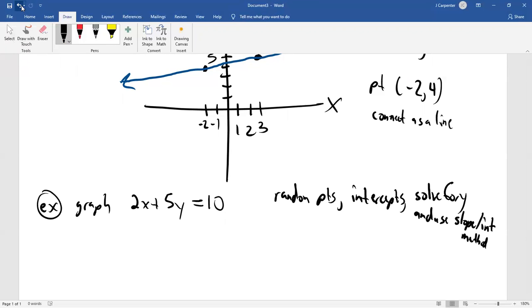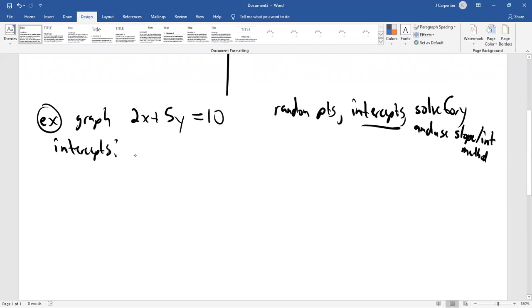So when I say random points, I don't say you just get to pick the point (-2, 4). You only pick an x or a y value. I really like the intercept method for this one because it's not solved for y. Intercept method means start with a table, and that's not a question mark, that's a colon. Start with a table of values that looks like this.